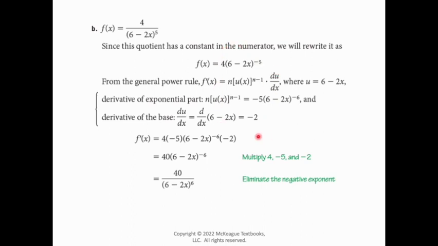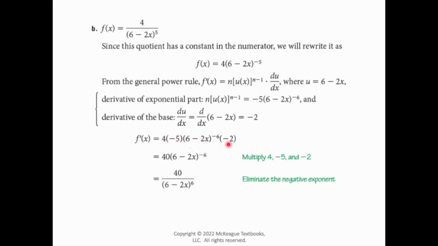So let's come down here where they show the steps. The negative 5 comes down in front. So now we have 4 times negative 5 in front. That inner function stays the same. And then I decrease the exponent by 1. And then I have to multiply by the derivative of that inner function, which is negative 2.